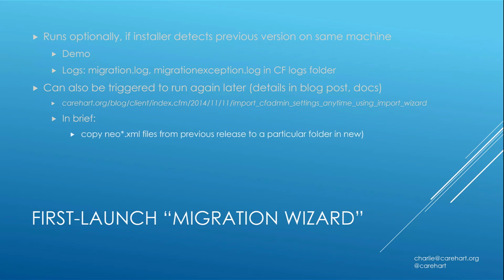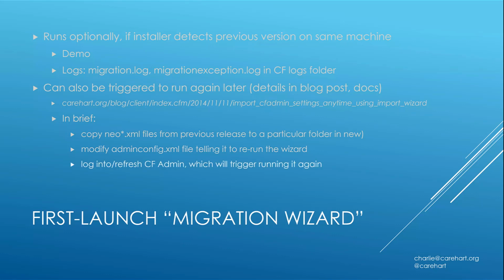But briefly, what you do, just check this out, you copy the Neo XML files. Some of you know what that is. And again, the docs describe it in more detail. You copy the Neo XML files from the previous release into a particular folder that you create in your new instance. And I want to be clear, I'm saying after you've installed the new instance, you can come back days, weeks, months later and do this. So you copy the Neo XML files into a particular folder. I'll show you in a moment doing it. And then you modify a file called the admin config XML. And again, the docs tell you where it is. And you basically tweak a couple of lines that say rerun the wizard. And then you log into or refresh the administrator, and boom, it'll trigger running the tool.